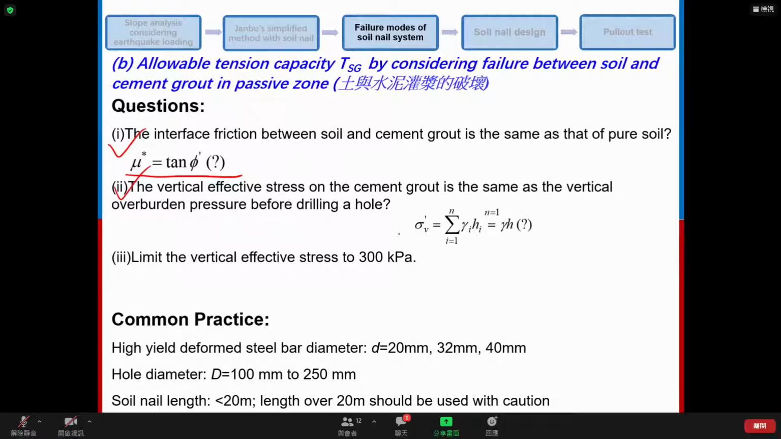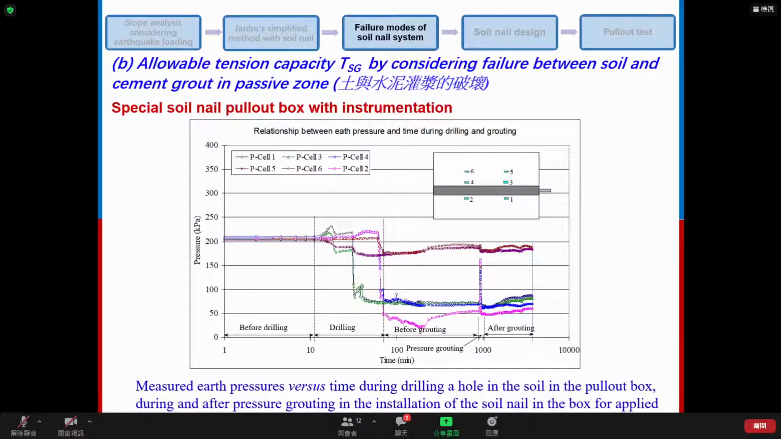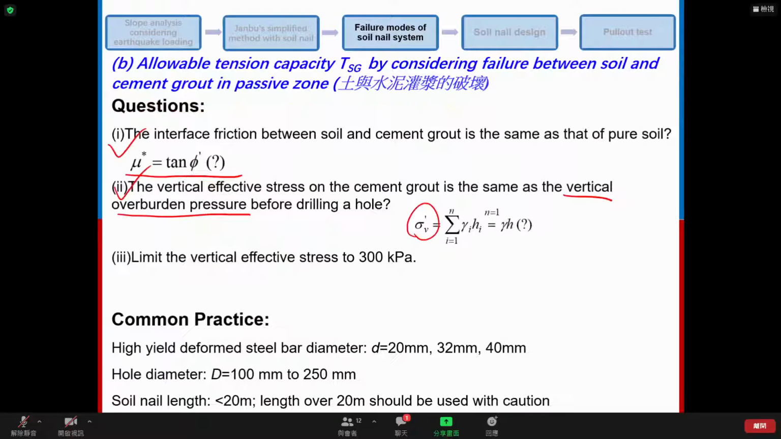And the second one, the vertical effective stress, sigma v prime: will it still be the same as the original vertical overburden pressure before drilling a hole? Of course not, because we also showed some real measured data, right? After we drill a hole, the pressure actually decreases, obviously. So we keep the vertical stress at 300 kPa, to try to design on the safe side.